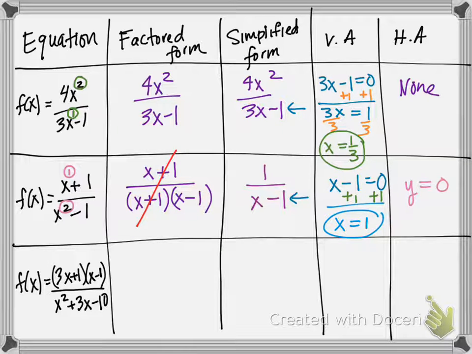For the last example, we're going to convert to factored form. The numerator is already factored for us. However, the denominator can be factored using trinomials. So you're saying what multiplies to negative 10 and adds to 3, and that would be 5 and negative 2.